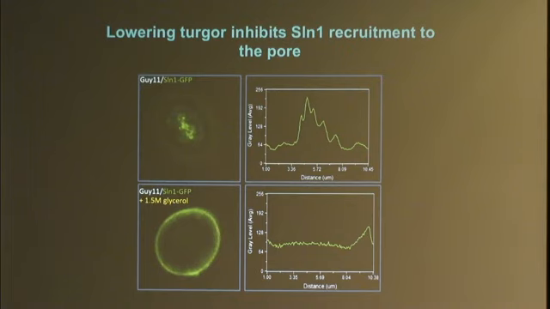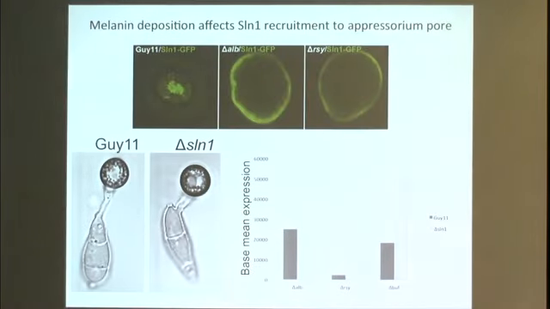And as I said, we can reduce the turgor pressure within appressoria by adding glycerol. If you add glycerol to SLM1-GFP expressing cells, here we have the wild type cells, which normally accumulate SLM1 at this pore region. But if you add glycerol, you can see that SLM1 localization is completely disrupted. You don't have polar accumulation of SLM1 at these sites.